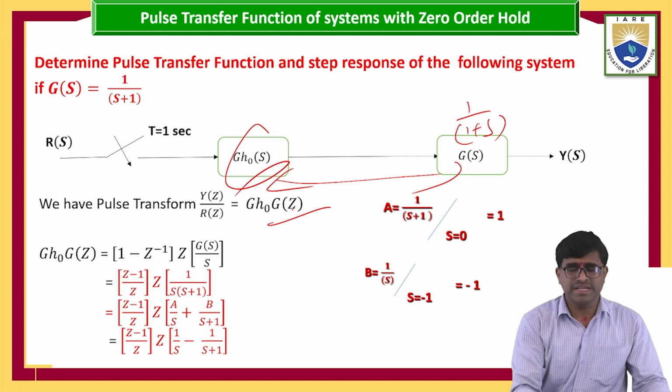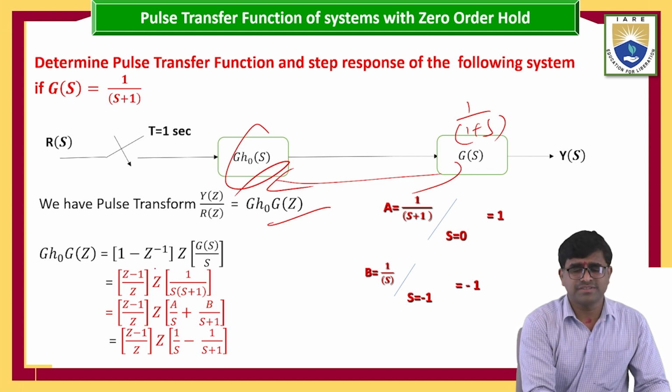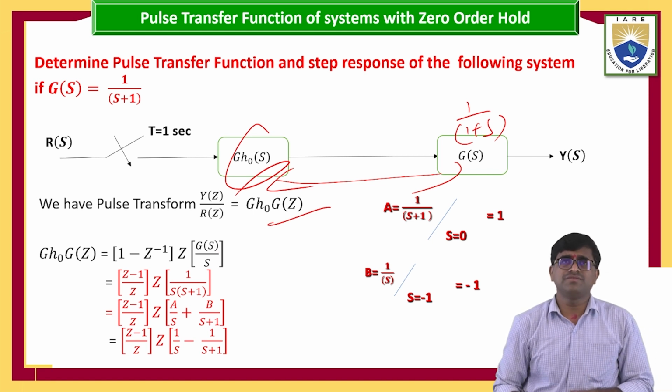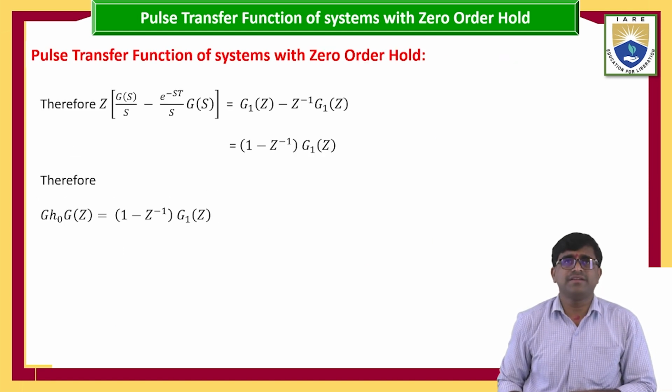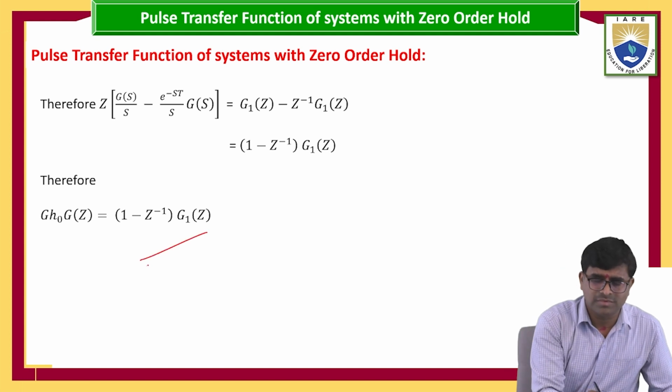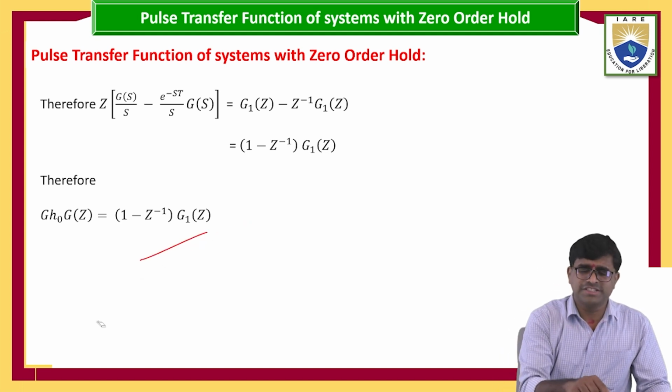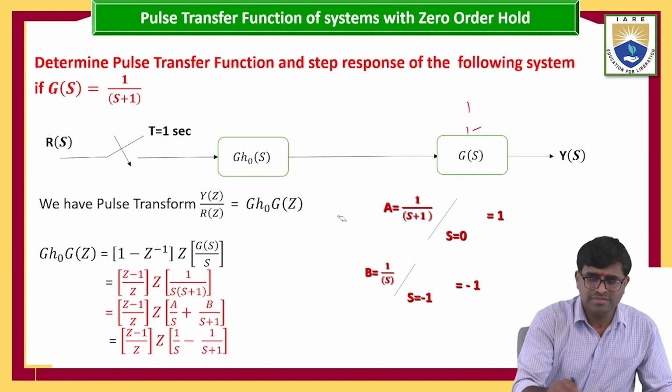So it is coming to 1 minus z inverse of z of G(s) by s. Yes, we already see the formula. This is the pulse transfer function formula for the first-order device: 1 minus z inverse of G1(z). This one I am taking.